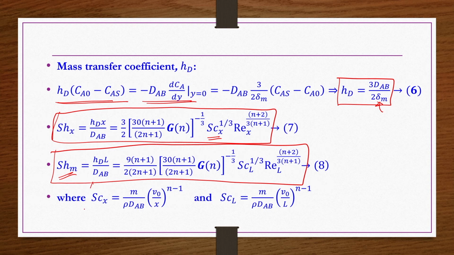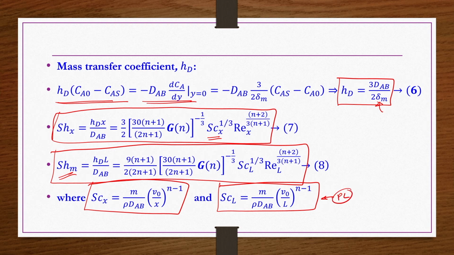Here SCx is the local Schmidt number given by m by rho DAB, V naught by x whole power n minus 1. This is again for a power law liquid, okay. And then SCl is nothing but the overall Schmidt number for the entire geometry based on the length of the plate, and this is also for power law liquids, right.